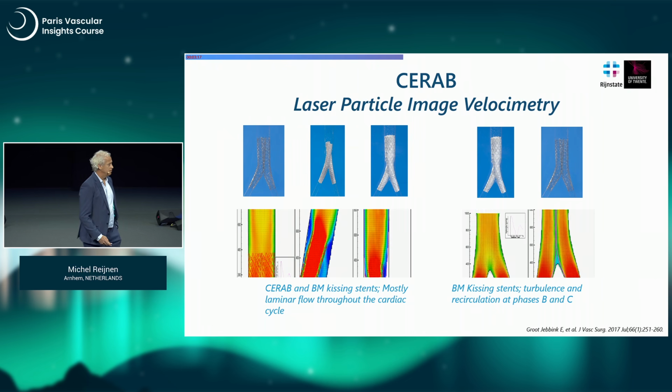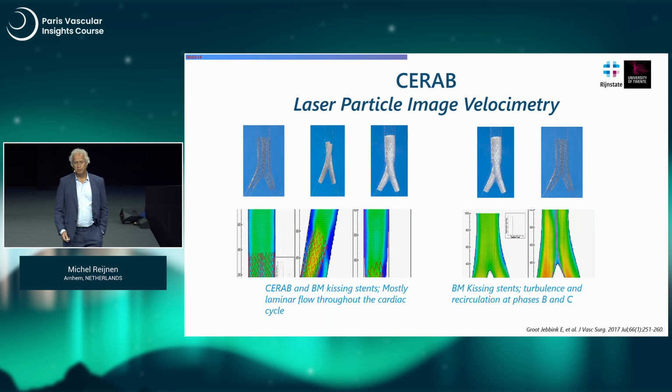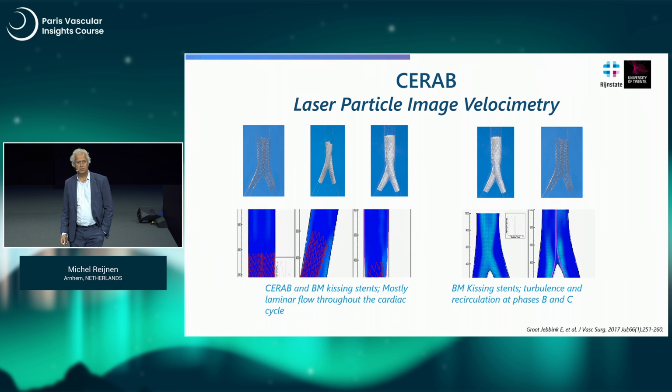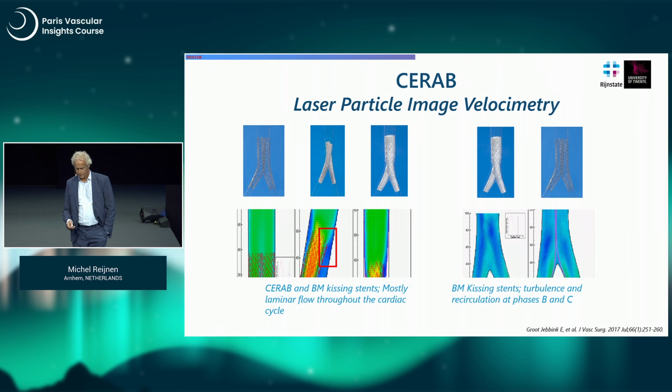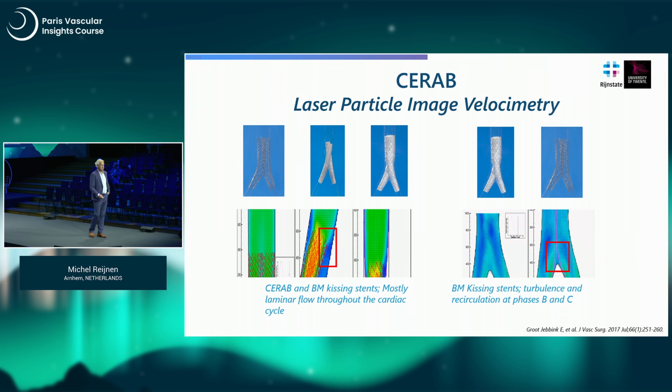These are some images from a flow study that we've done in the past. We compared the CERAB configuration with both bare metal but also balloon expandable kissing stent. And what we saw right here, you see a large area of flow disturbances in the kissing covered stents at the inflow. And when you look at the bare metal kissing stent, you see it at the native bifurcation. And there have been some post-mortem studies that show that exactly at this area in patients with kissing stents, there are intimal hyperplasia and restenosis. So this is an area of concern.